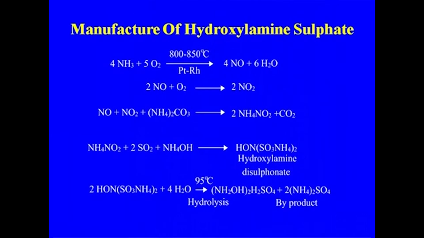This is the reaction that is taking place in the hydroxylamine sulfate production, where the NH3 gives the mixture of NO and NO2, and then this is reacted with the ammonium carbonate and ammonium nitrate to get NH4NO2, and this NH4NO2 again reacts with SO2 to give the hydroxylamine disulfonate which I told you about, and this hydroxylamine disulfonate, after hydrolysis, gives hydroxylamine sulfate and the byproduct ammonium sulfate that we are getting.